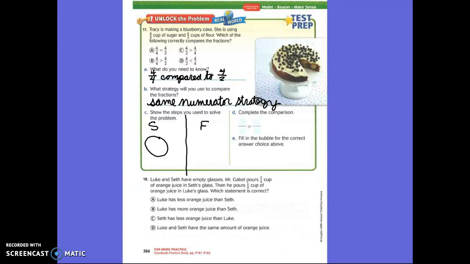What did they say? Everybody? 4/2. No, for sugar. What did they say? 4/4. So what does that mean I'm going to split my fraction into? Fourths. And then what does the numerator tell me? Everybody? You shade 4.